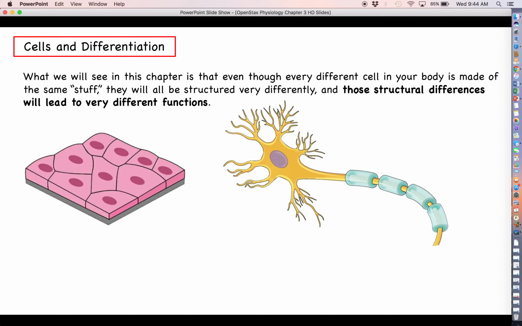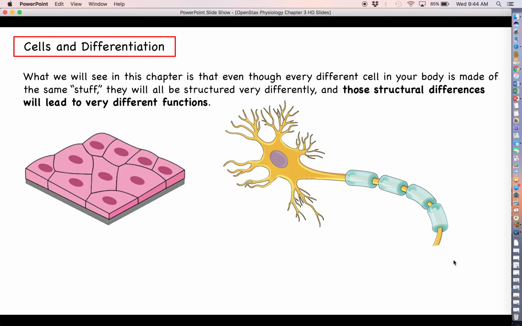Something that we're really going to start focusing on here is that even though we have 30 trillion cells in our body, and even though there are 200 different types of cells, the cells are all going to have quite a few different things in common in terms of having a plasma membrane, having nucleic acid stored in the nucleus. But a lot of these cells, when we look at them, are going to look very different from each other.